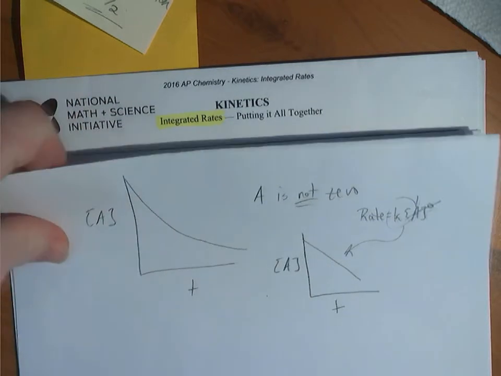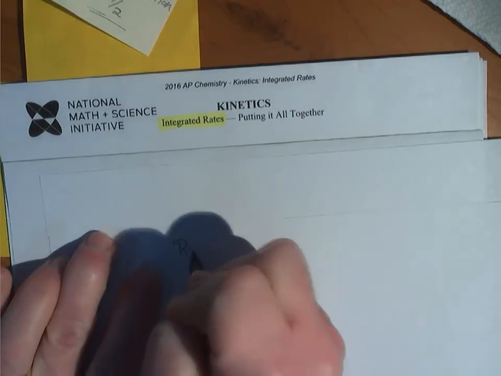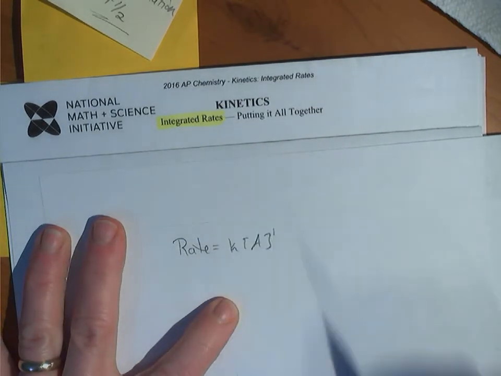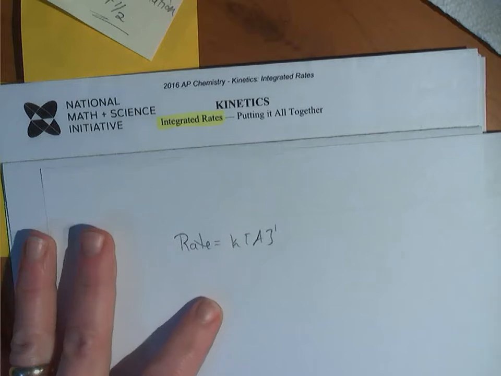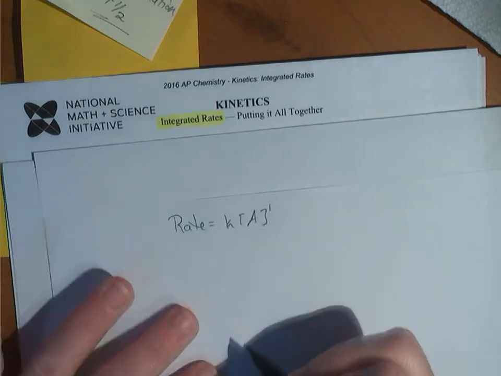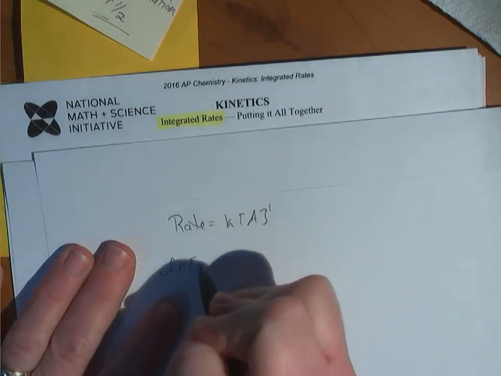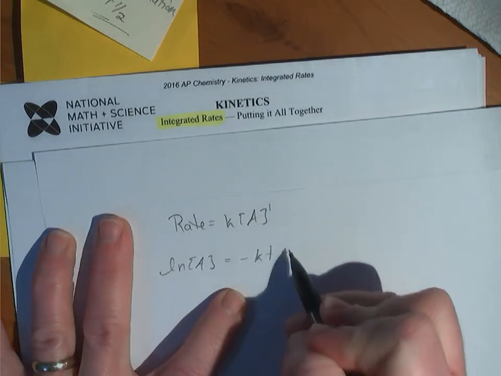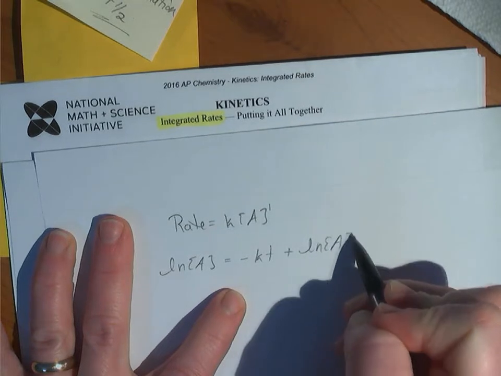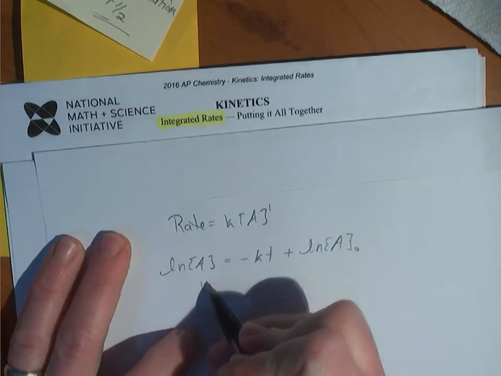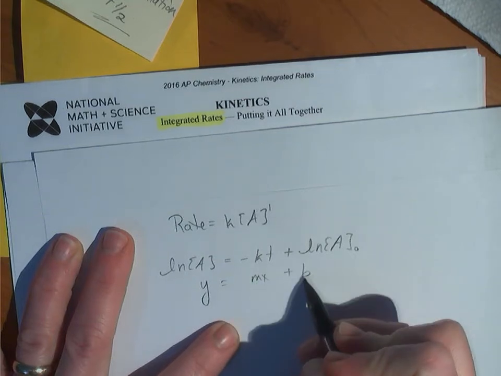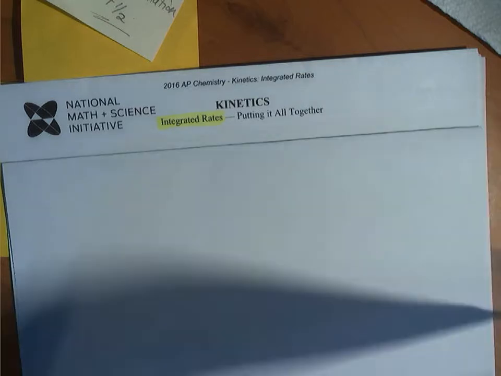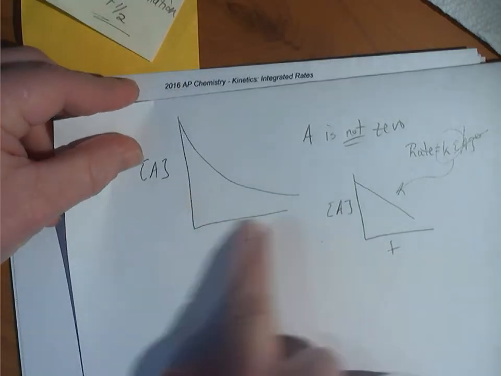But what about the other orders? Okay, well, if we have a first order reactant and we integrate that, and we don't have to know how the integration happens, we just have to know the equation that we get. And we usually express it in this form. We get the natural log of A is equal to negative kt plus the natural log of the initial concentration of A. This is in the form of y equals mx plus b.